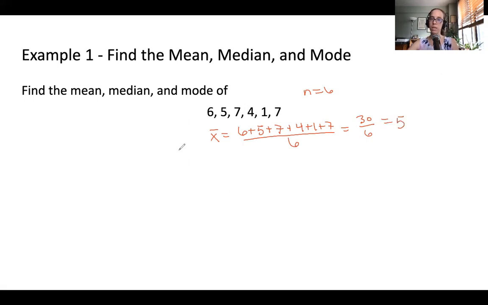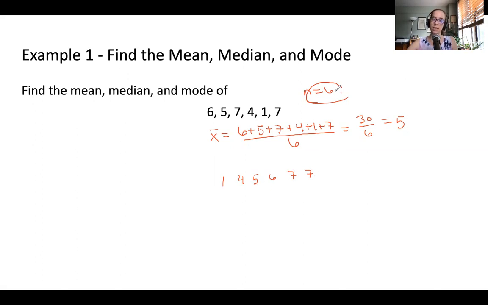To find the median, we need to put these numbers in order. So we'll have 1, 4, 5, 6, 7, 7. When you do this, it's always a good idea to count and make sure you didn't miss any numbers. 1, 2, 3, 4, 5, 6. We have all 6 of our numbers. It's easy to lose numbers when you're copying them down.